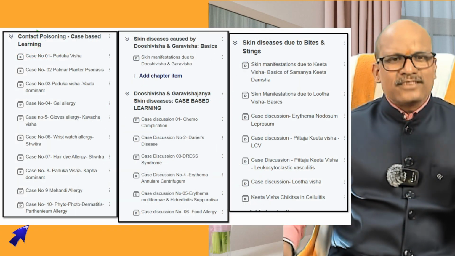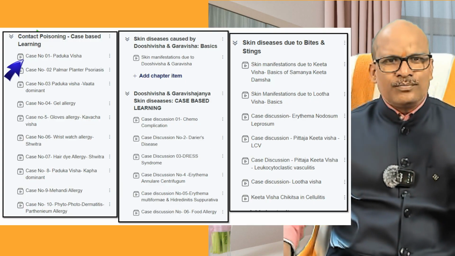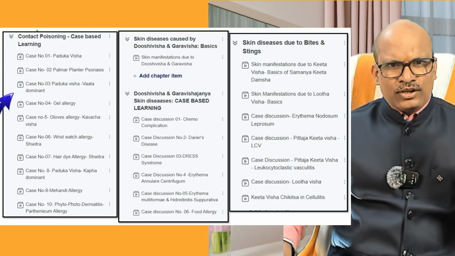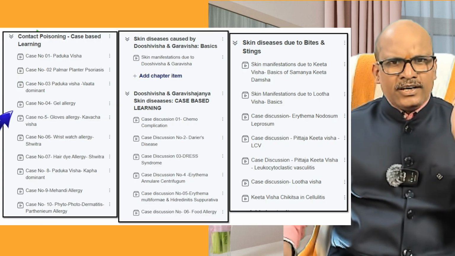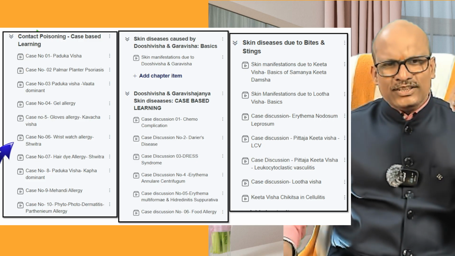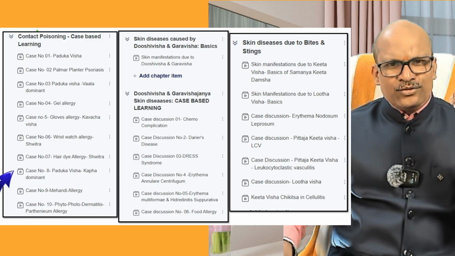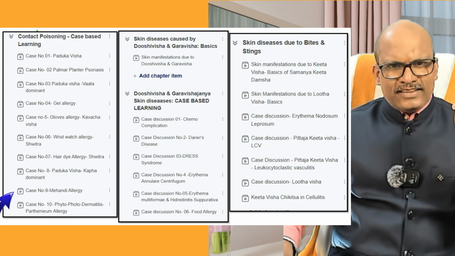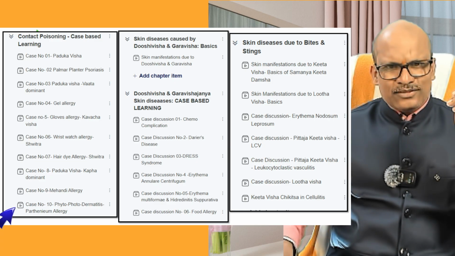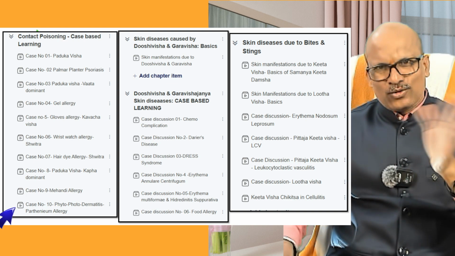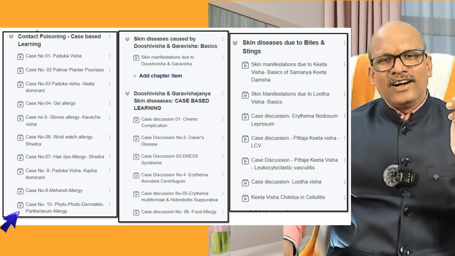Next will be case discussion on contact poisoning, like Padaka Visha, psoriasis as contact poisoning, Padaka Visha Vata dominant, gel allergy, gloves allergy induced psoriasis. Next is wristwatch allergy induced Shvitra, hair dye induced Shvitra. Next is Paduka Visha Kapha dominant. Next is Mehendi allergy. Next is phytophotodermatitis or photophytodermatitis, like Parthenium allergy.